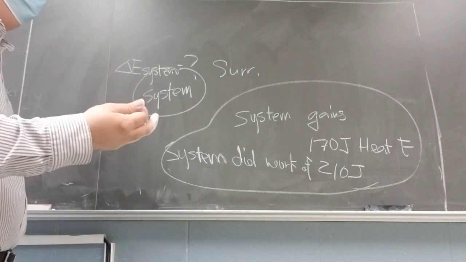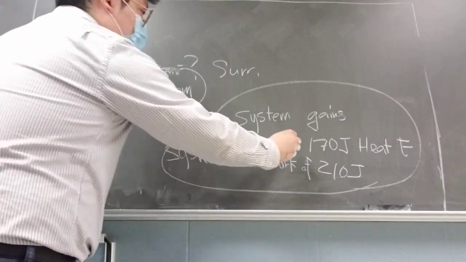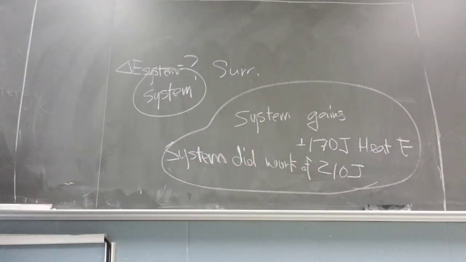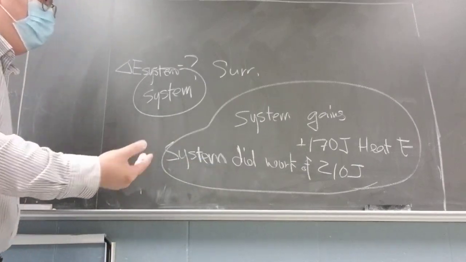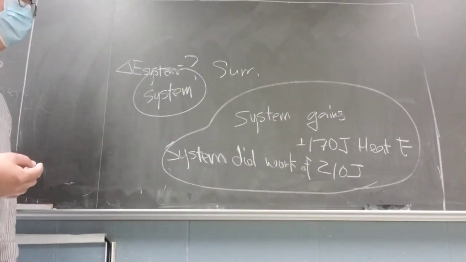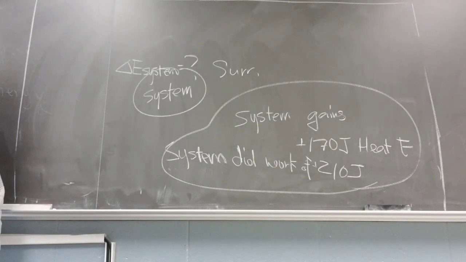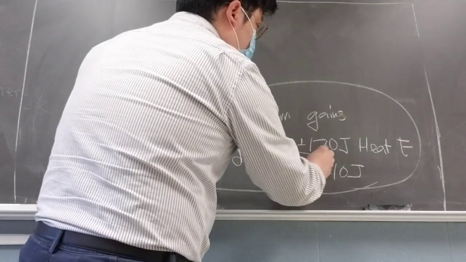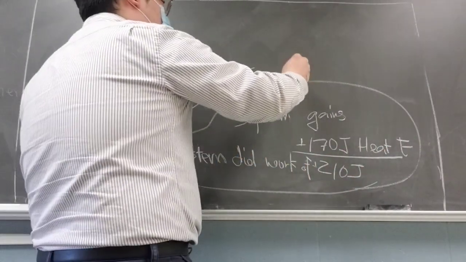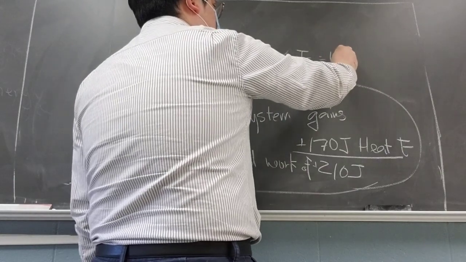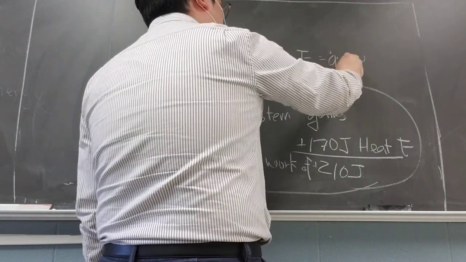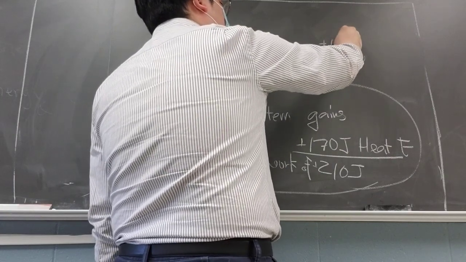If the system gains heat energy from outside, it was about plus 170 joules of heat energy. And it also did a certain amount of work, about 210 joules of energy. So what might be the change in energy of the system? Oh, you guys already did, right? Okay, good. So the system gains the heat energy, so this will obviously be plus, right? Because it gained the heat energy.